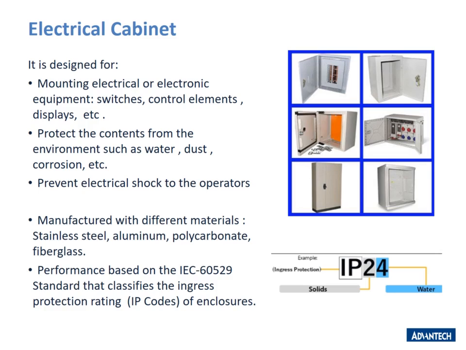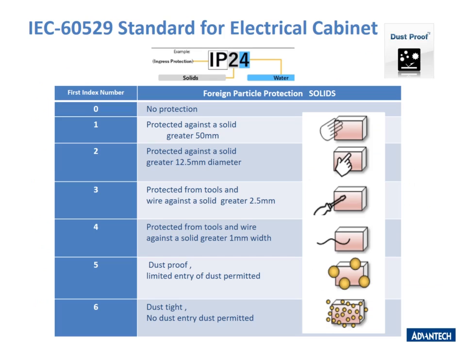Its performance is based on the IEC 60529 standard that classifies the ingress protection rating, IP codes, of these cabinets. This standard IEC 60529 classifies the degrees of protection provided against the intrusion of solid objects and water in electrical cabinets. The standard aims to provide users more detailed information than vague marketing terms such as waterproof.